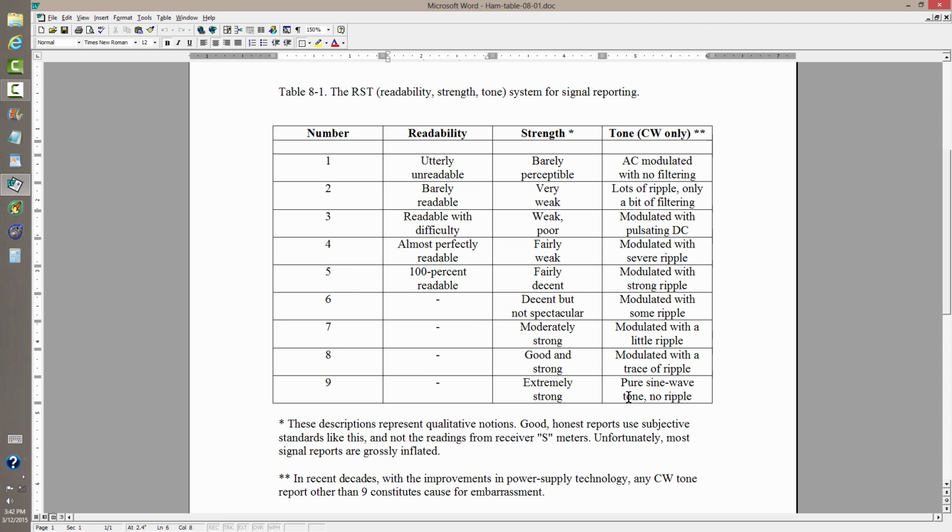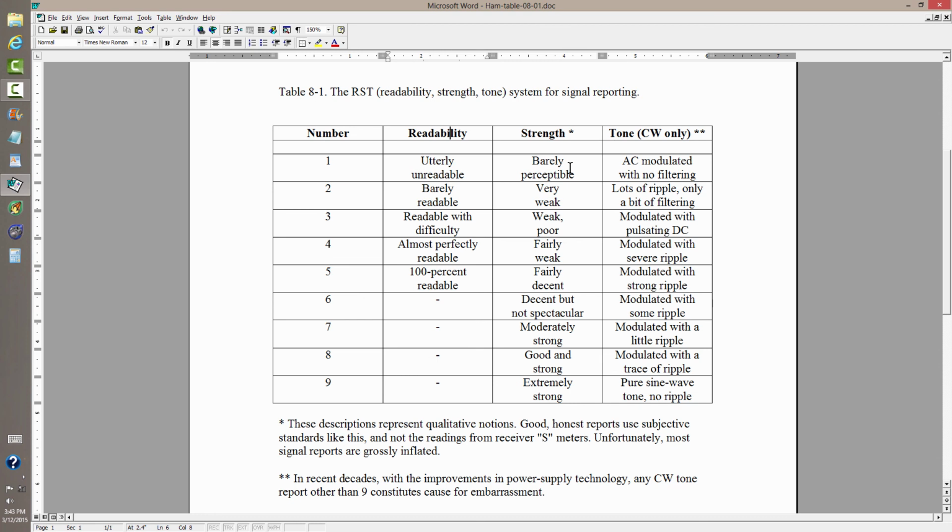You shouldn't pay very much attention to the 1 through 9 strength level indicators on your receiver's S meter, because it varies from receiver to receiver. It varies with the settings of the receiver, and it's generally not coincident with these descriptive values. So these are, in fact, subjective values, not objective. You can't have a meter that will tell you these values. You have to judge them for yourself.